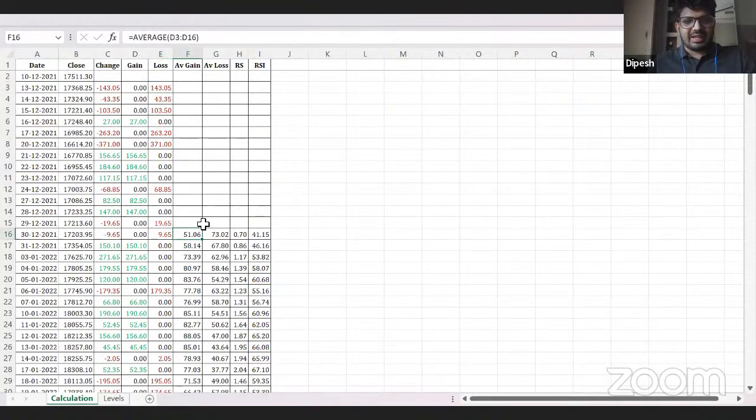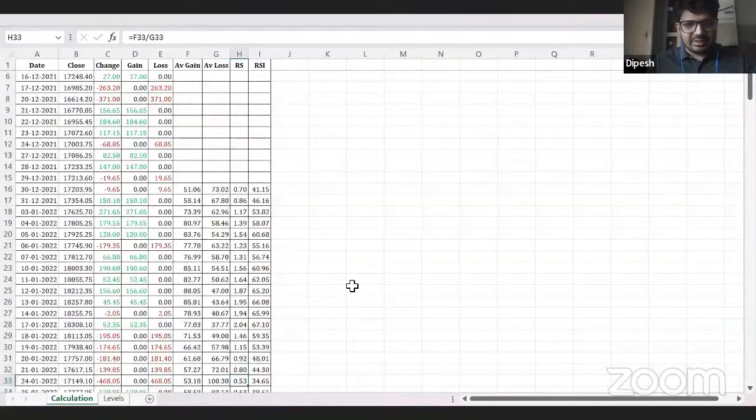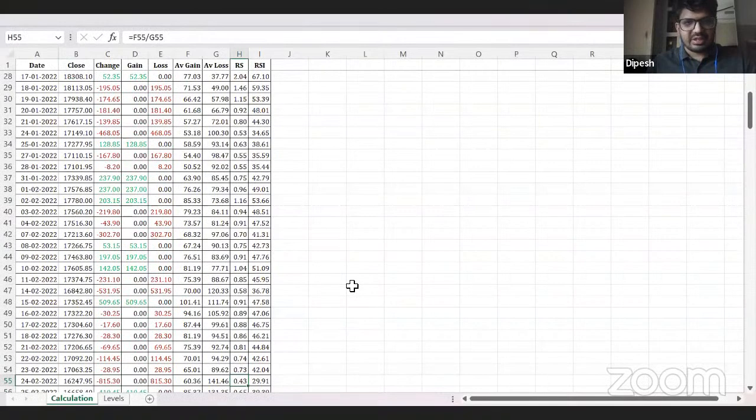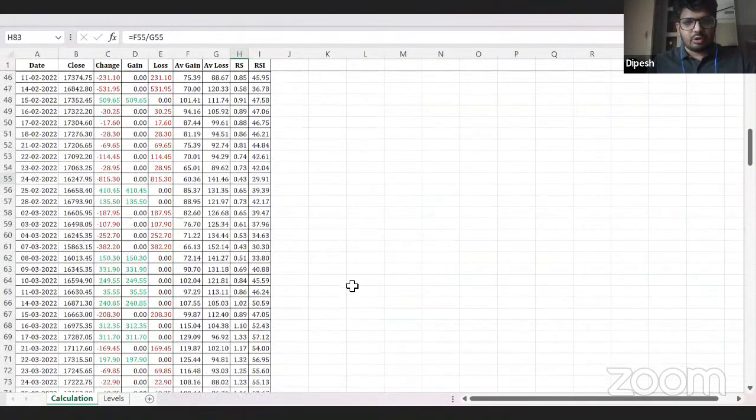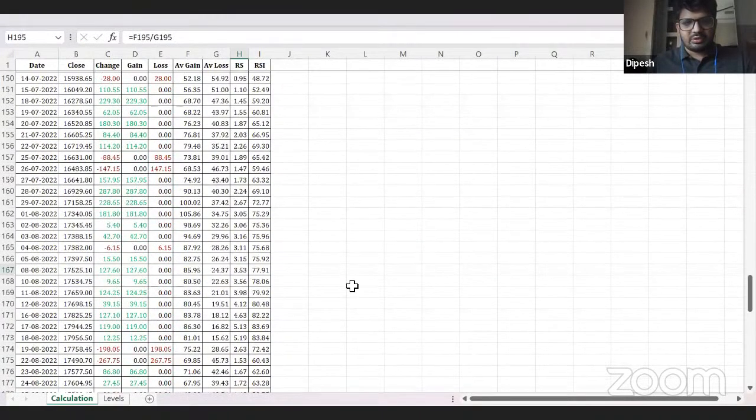Now we take an individual average of the gains and the losses, and the ratio of the average gain to the average loss will give us the relative strength, from which we get the RSI. Now, if you see this relative strength, it's not looking that good.